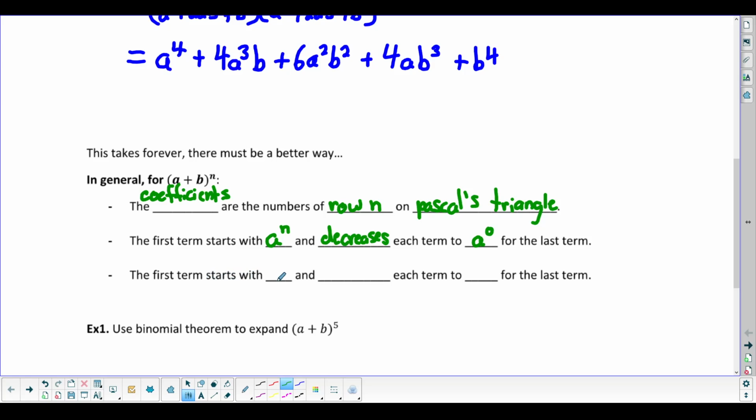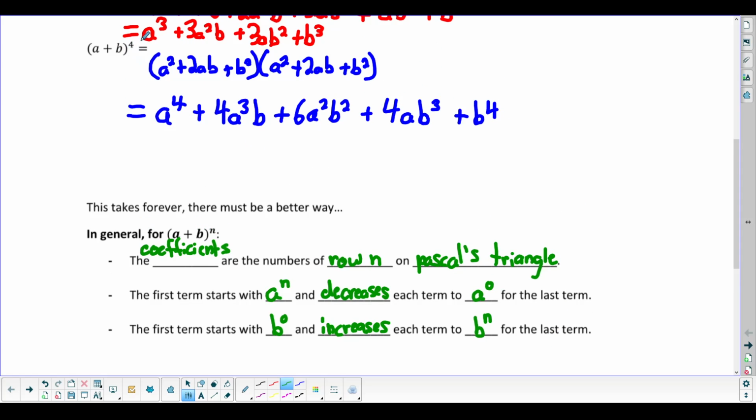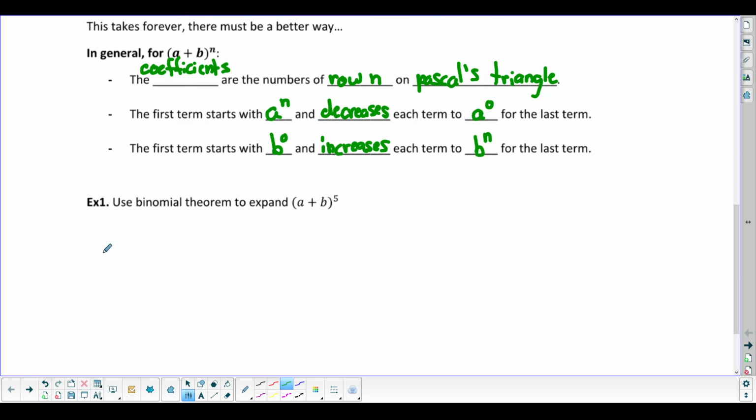The first term starts with b to the power of 0 and increases each term to b to the power of n for the last term. So here we had n as 4, and we can see the fourth row of Pascal's triangle is 1, 4, 6, 4, 1. A starts at 4, goes down each time. And B starts at 0 and goes up by 1 each time until it reaches n of 4. Okay, so that allows us to kind of jump ahead to the expansions.